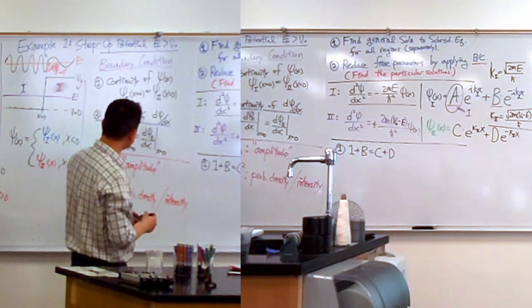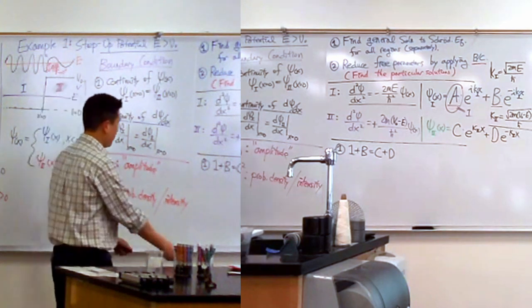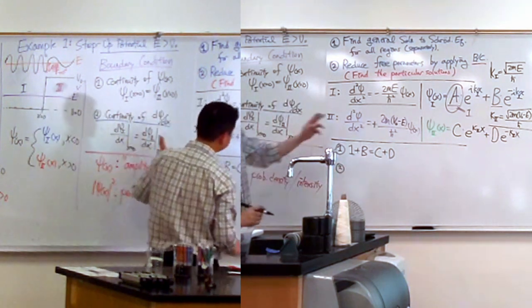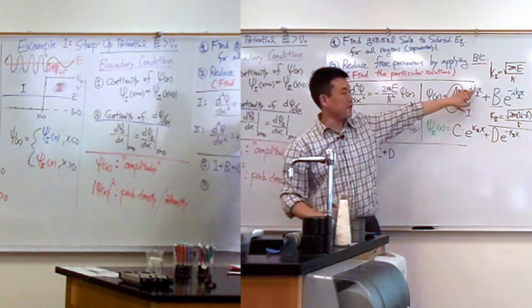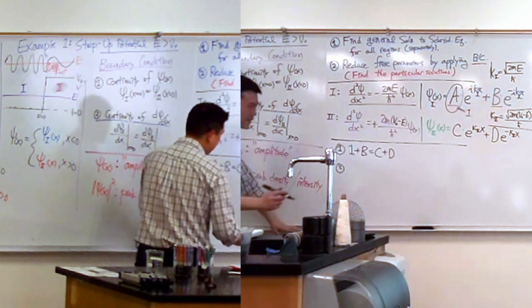All right, I guess that's good. Continuity of the first derivative: the wave function must be smooth. So imagine taking the derivative here. I get a factor of ik minus ik1. So it's the same thing we did last time.